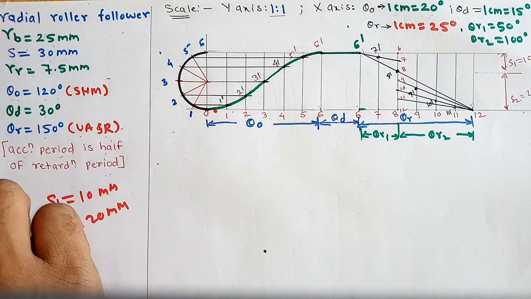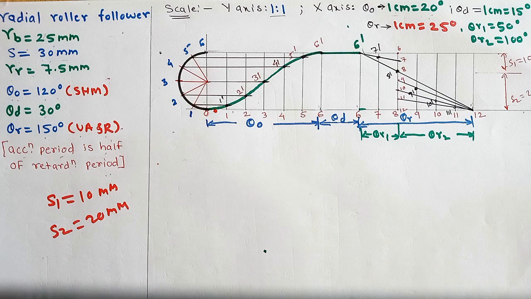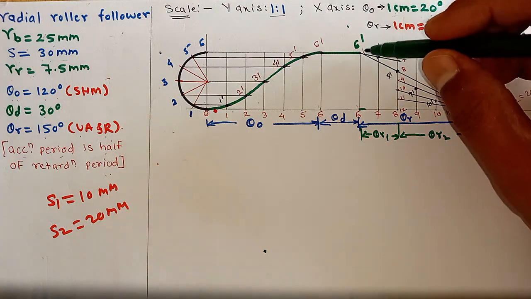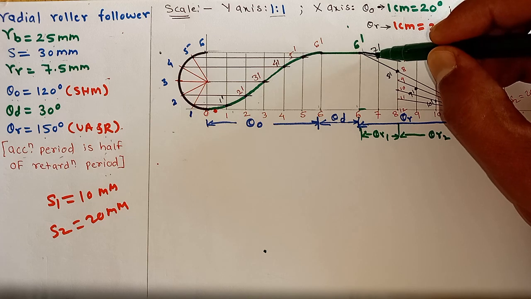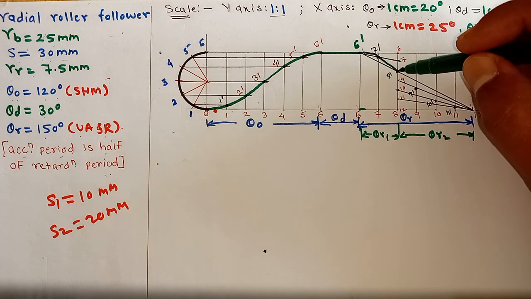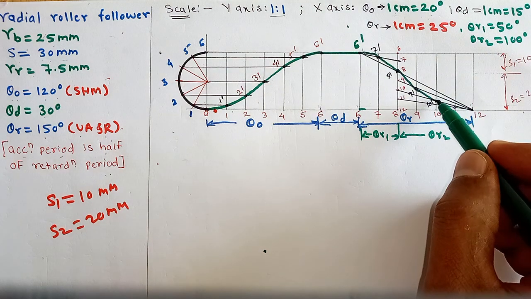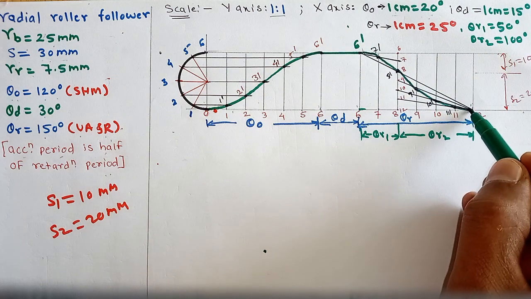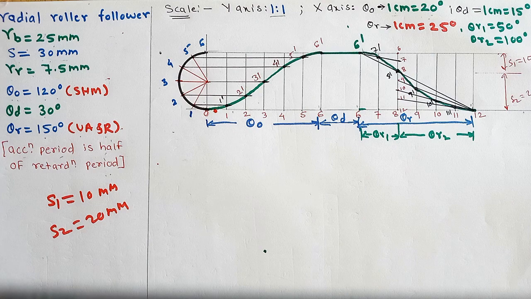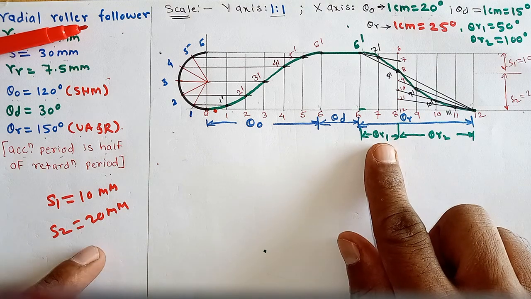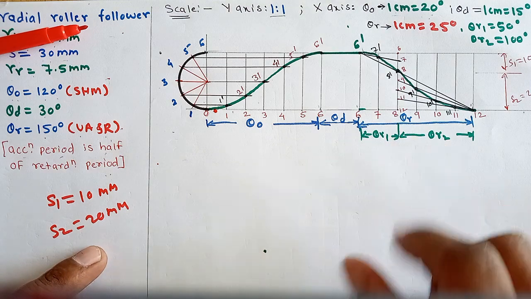Next we draw a smooth freehand curve passing through all these intersecting points in order to get the displacement diagram during return stroke. So this is 7 dash, 8 dash, 9, 10, 11 and 12 dash. So this is the displacement diagram of the follower during return stroke when it is moving with uniform acceleration and retardation, and acceleration period is half of the retardation period.